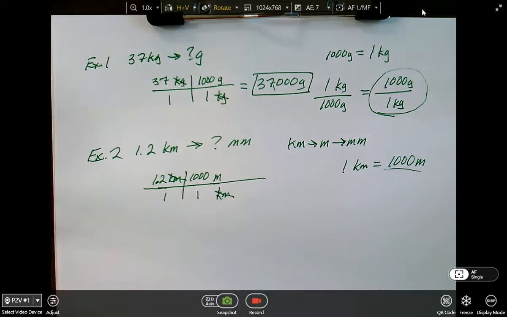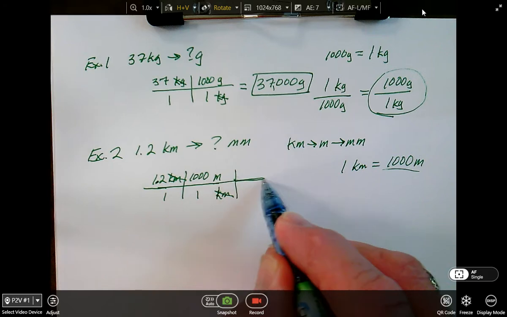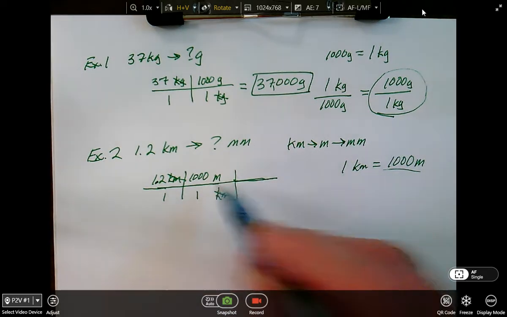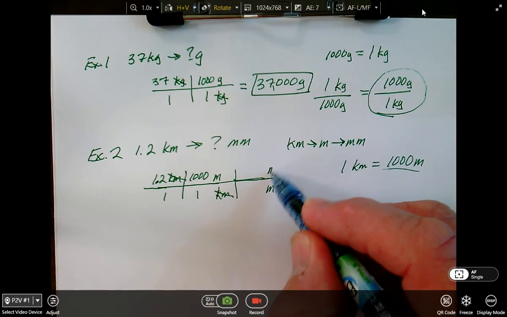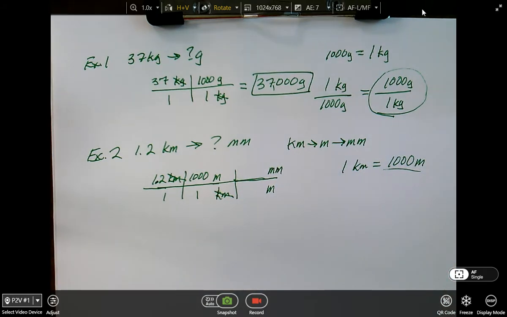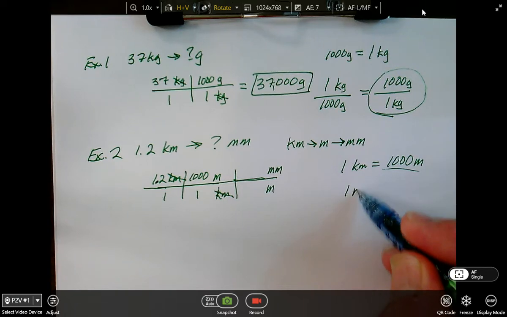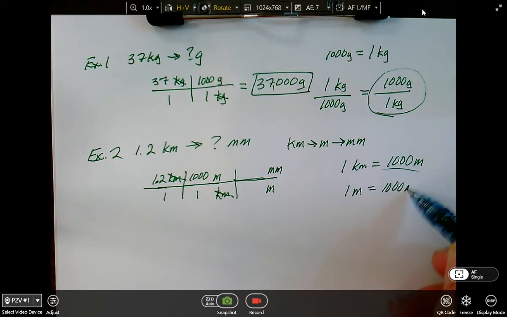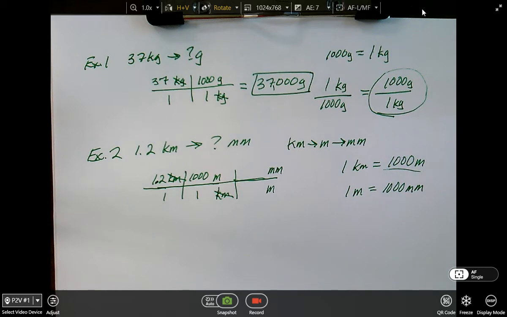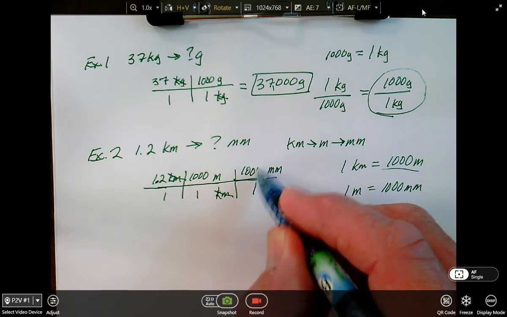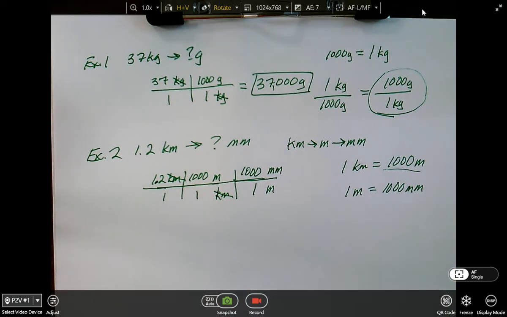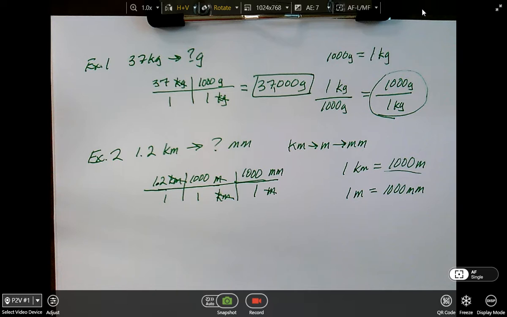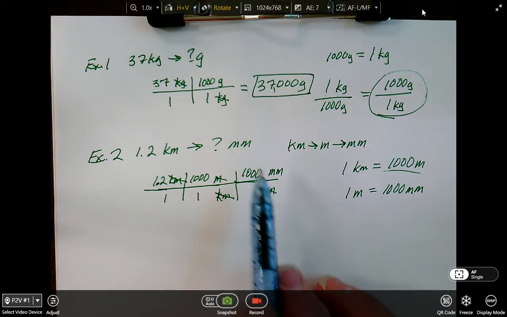Kilometers cancel out. Now I need to go to millimeters. So I extend my factor bar one more time. Meters come down here to the bottom. Millimeters go to the top. So do I know a relationship between meters and millimeters? Yes, I do. 1 meter equals 1,000 millimeters. So the 1 goes on the bottom with the meters, and the 1,000 goes on the top with the millimeters. Meters cancel out. So now I have millimeters left in my top box. That's what I'm trying to go to.